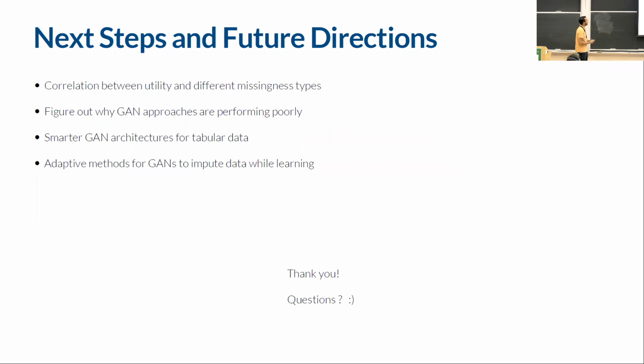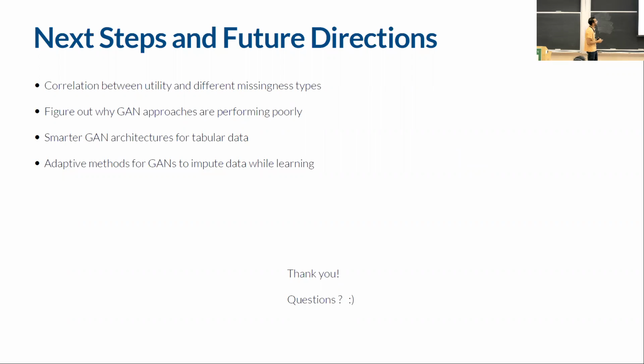And these are some of the next steps that we are looking into. We want to find the correlation between these missing types. I kind of skipped that in my slides. We have different kinds of missingness, missing completely at random, missing at random, and we want to see which algorithm performs better at which missingness.